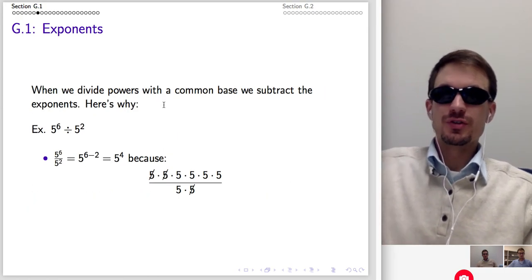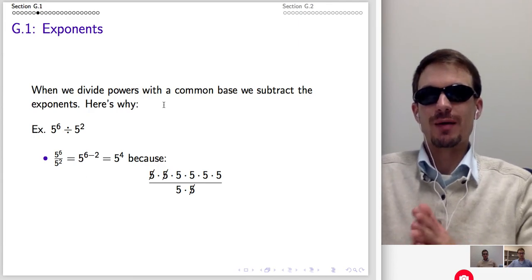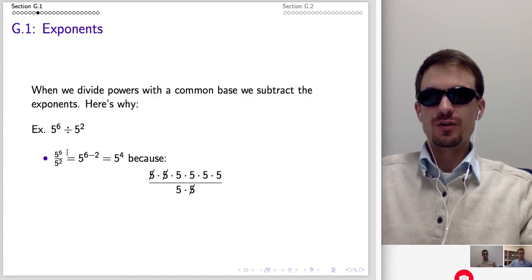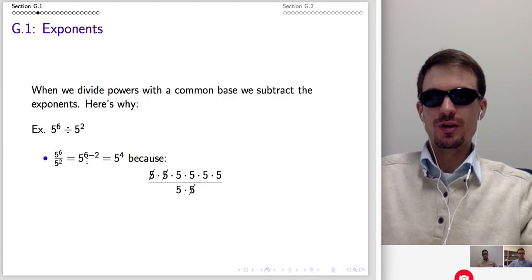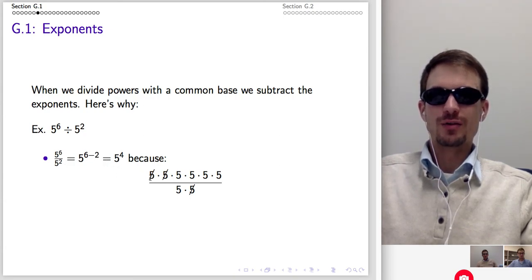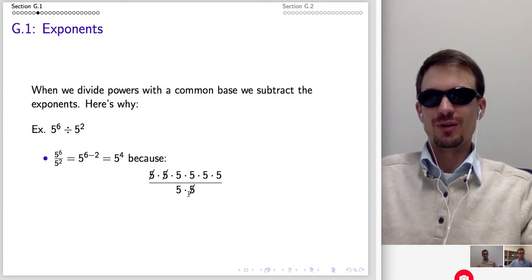All right. So here's another comment. When we divide powers with a common base, we subtract the exponents. Here's why. It's a canceling story, right? So 5 to the 6 divided by 5 squared, 5 to the 6 over 5 squared, is written as 5 to the 6 minus 2. We subtract the denominator from the numerator, 5 to the 4th. Why? Well, let's just write out 6 5s divided by 2 5s. And what can we do?